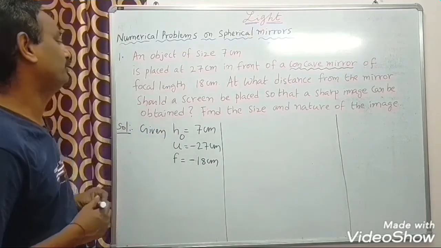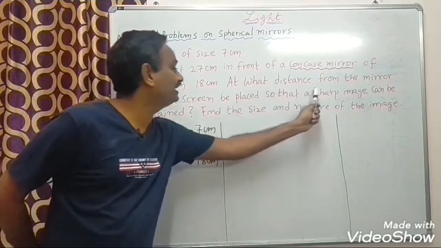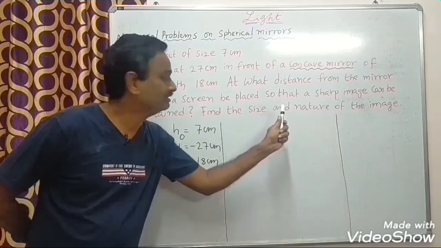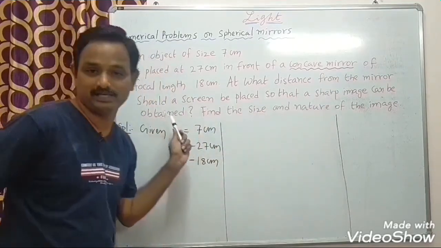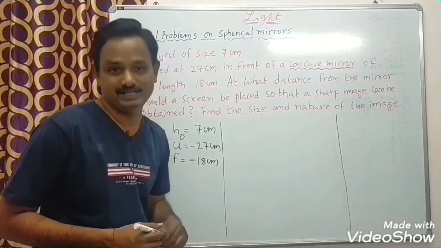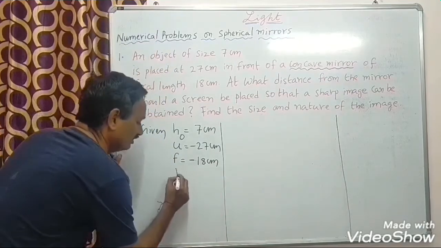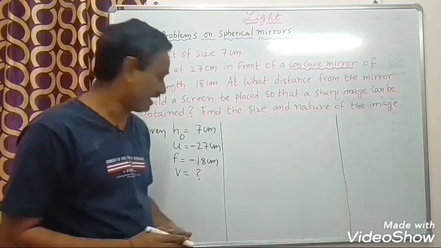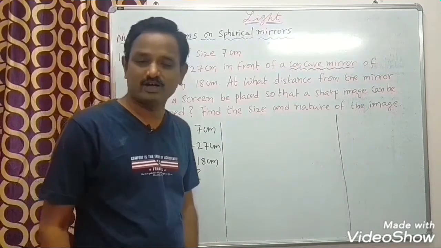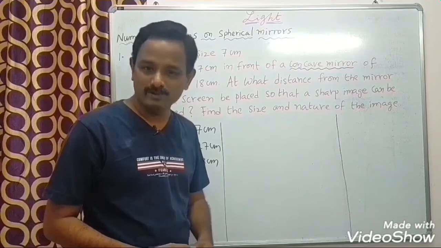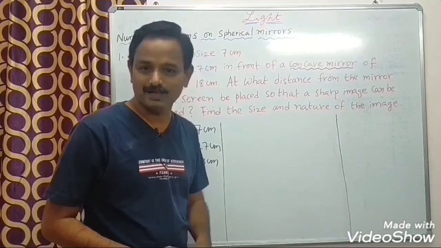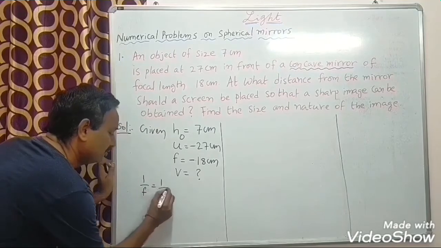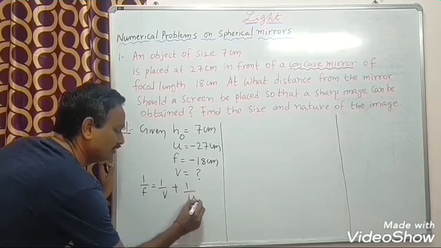Now what do you need to find? You need to find at what distance from the mirror should a screen be placed so that a sharp image can be obtained. That means you need to find the image distance, v equal to question mark. So to find v, we use the mirror formula. What is the mirror formula? 1 by f equal to 1 by v plus 1 by u. Look here, formula: 1 by f equal to 1 by v plus 1 by u.